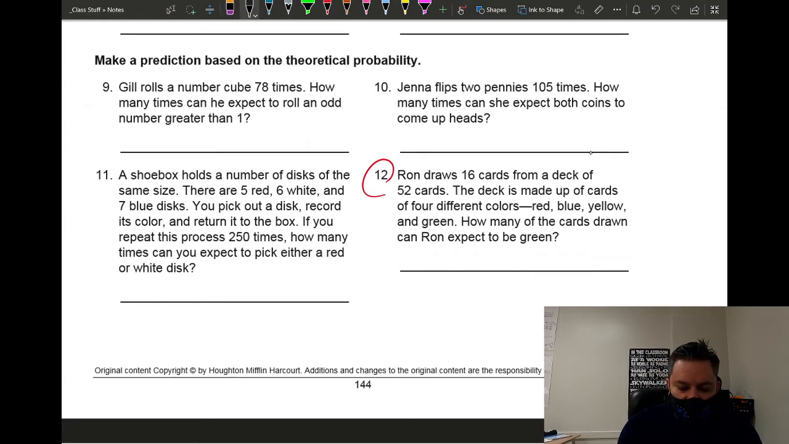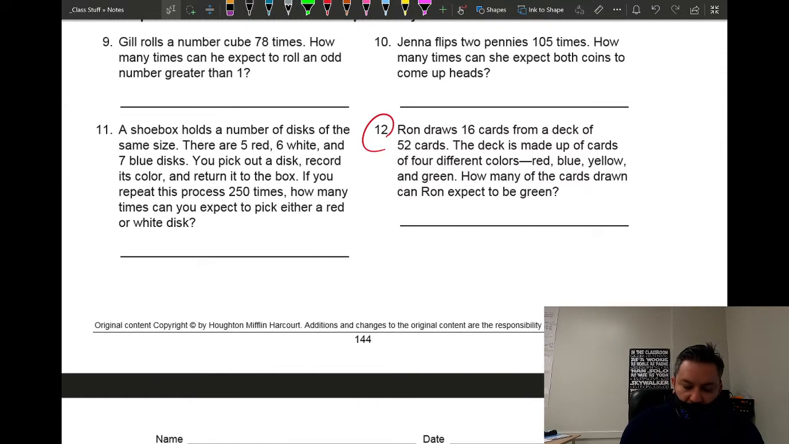Ron draws 16 cards from a deck of 52 cards. The deck is made up of cards of 4 different colors: red, blue, yellow, and green. How many cards drawn can Ron expect to be green? So, first thing you're going to know, if you have a deck of 52 cards, 4 different colors, 52 divided by 4, that is going to be 13 cards. 13 of each color. So that means that we have 13 green. So 13 out of the 52 are green.